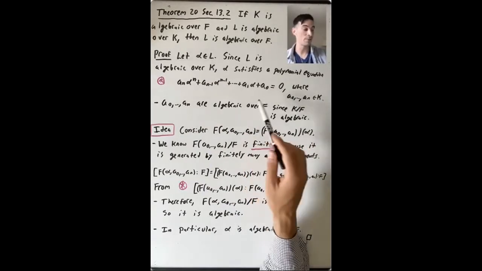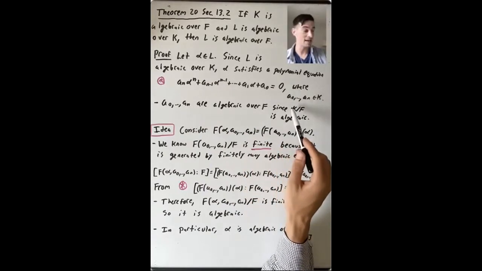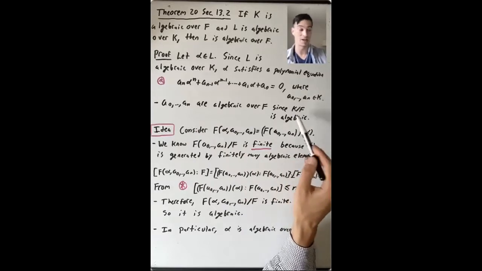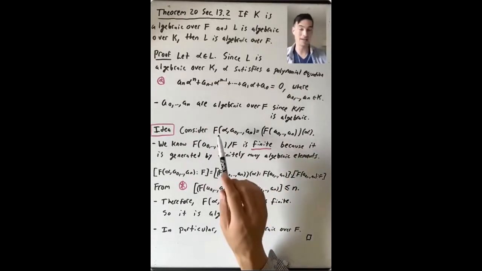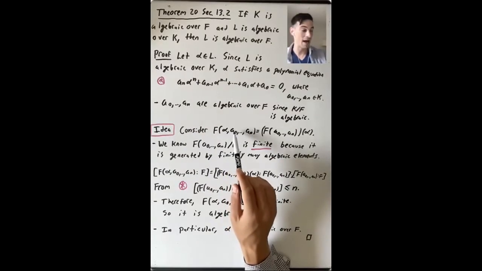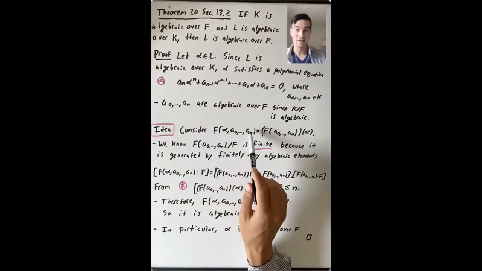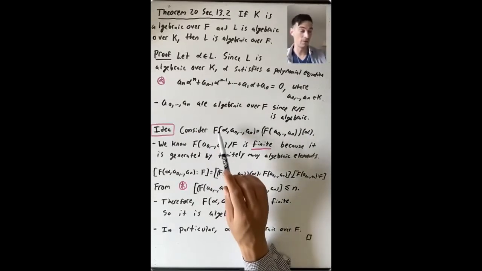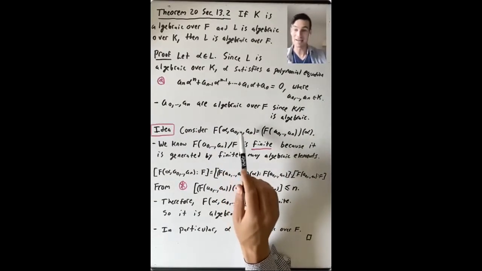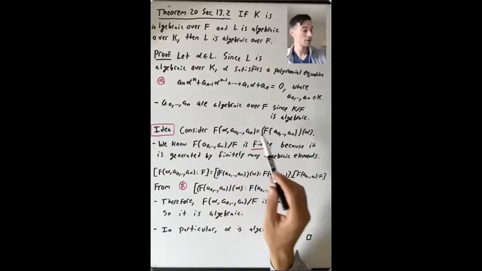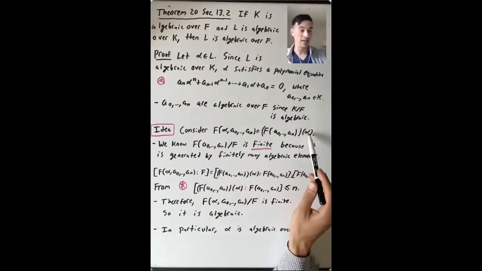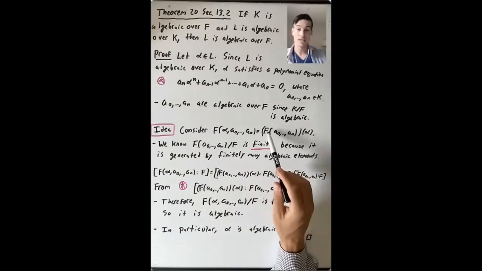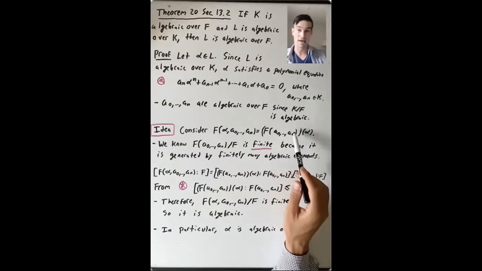Okay, well, what do we know about these elements in K? These are all algebraic over F because K over F is an algebraic extension. So all of these elements in K are algebraic over F. All right, so the big idea here is we're going to consider this field generated by a0 up through an and alpha over F. Okay, so this is the big idea that makes this argument work. We know that this field is the field generated by alpha over this field F adjoin a0 up through an.